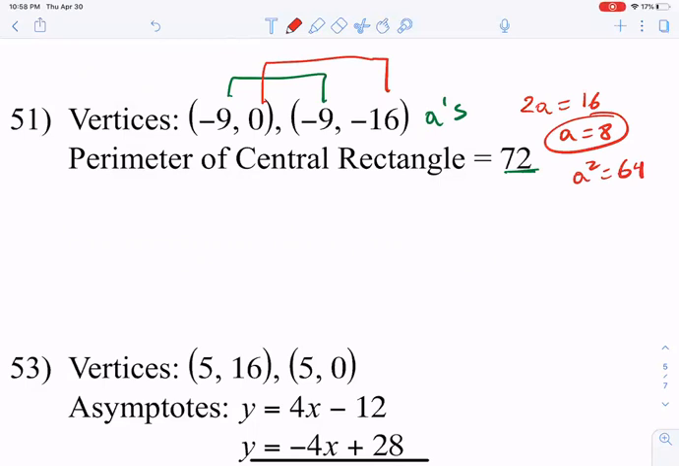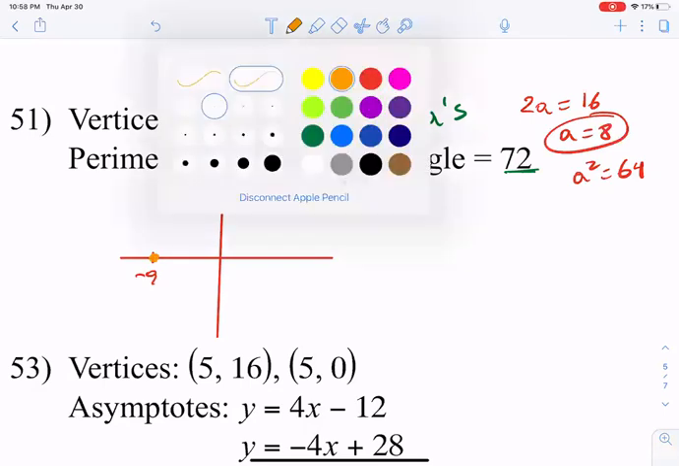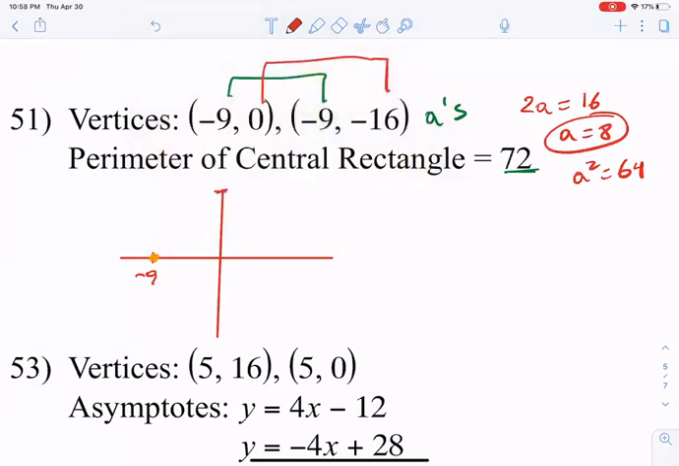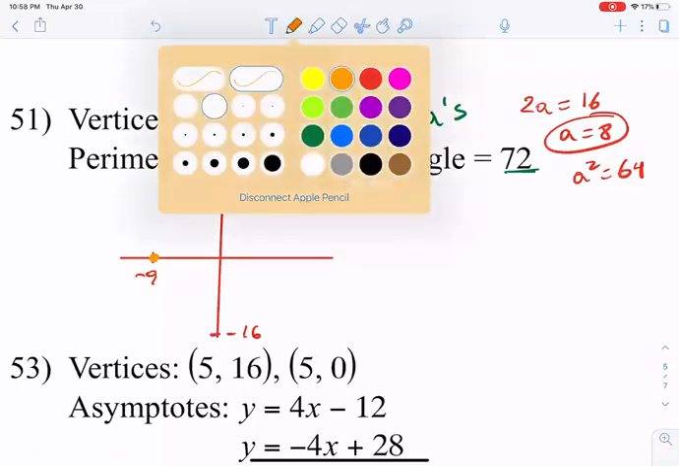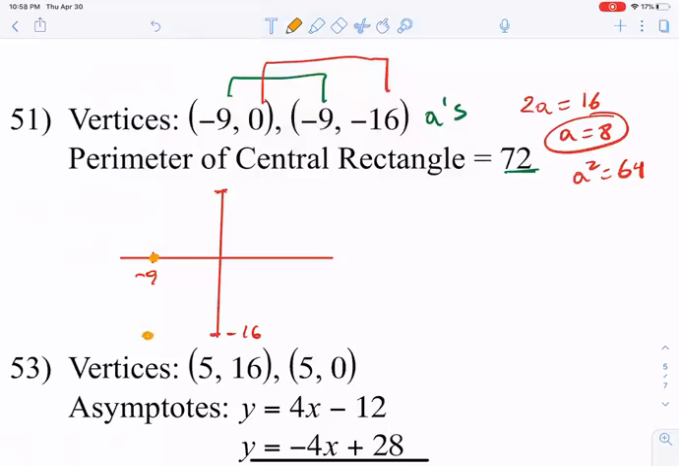Okay, so if we graph this picture, we know the points are 89 and 0, so 89 and 0 is here. And the distance from 89 and 16, so 89 and 16 is around here, so let me put that in another color. Let's assume that 16 is around here. Okay, so these are my vertices.